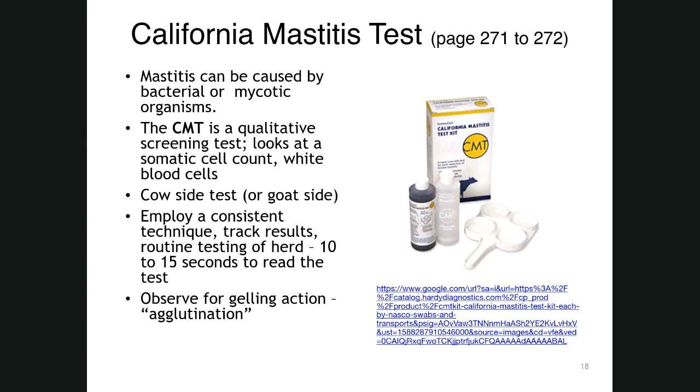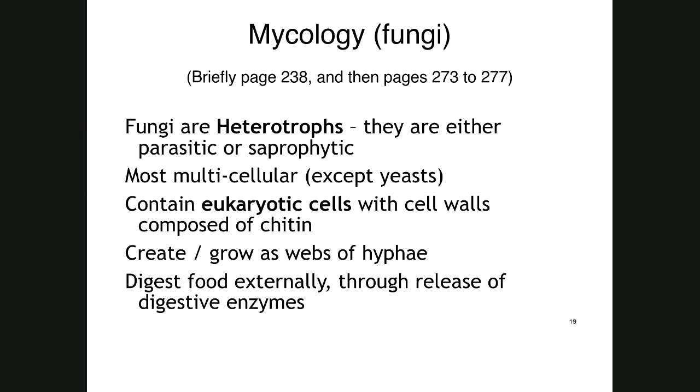If it is a routine testing of a herd, there will be a usual pattern for how often everyone is being tested. And it is an agglutination test. A gel is sort of formed instead of a liquid, and that gel, that agglutination, is rated on a scale, and that will tell you that you have a positive result.